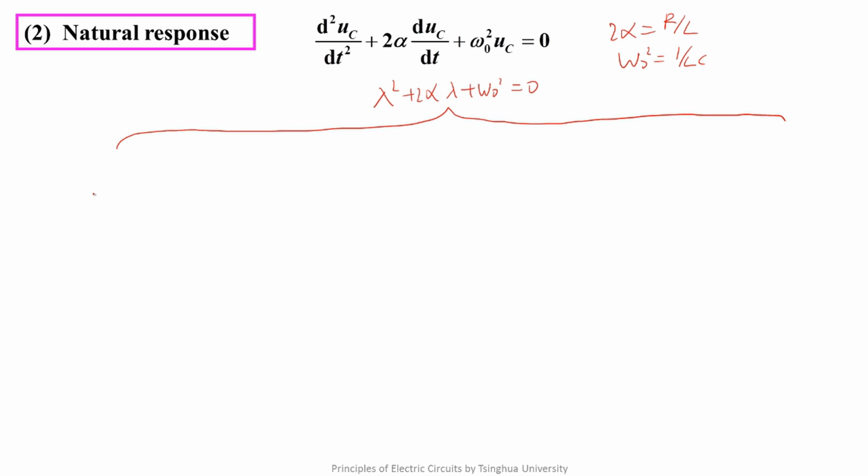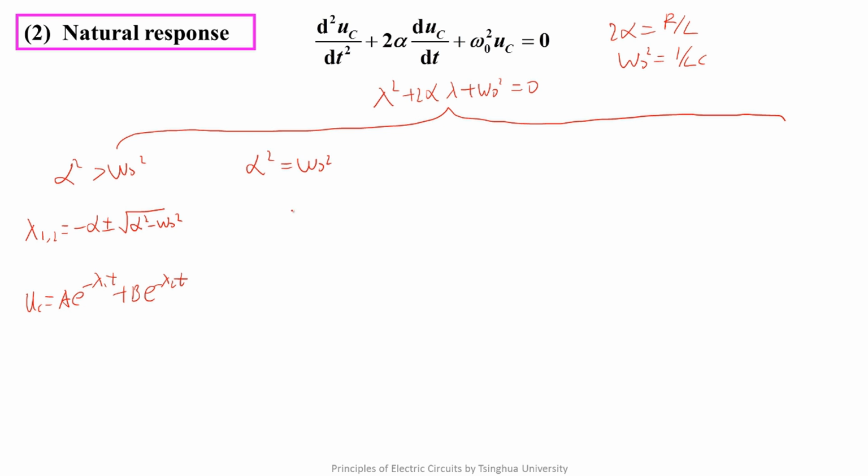First of all, if alpha square is greater than omega 0 square, then we know the characteristic equation has two different real roots. That is, lambda 1, 2 equals minus alpha plus minus square root of alpha square minus omega 0 square. According to our previous study about second-order linear ODEs with constant coefficients, we know that the general solution of the equation can be written in the form of uC equals A times e to the power of lambda 1 t plus B times e to the power of lambda 2 t.